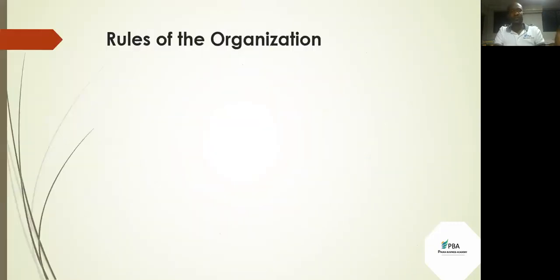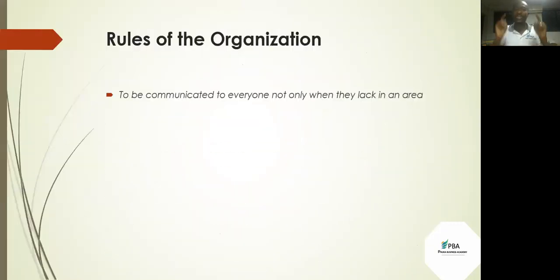All right. Rules of the organization. These should be communicated to everyone, not only when they lack in an area. They should be documented properly and given to everyone. People at the top should be very conversant, especially with quality control procedures. Everything done in an organization is focused on quality control, because in a firm, quality is everything.